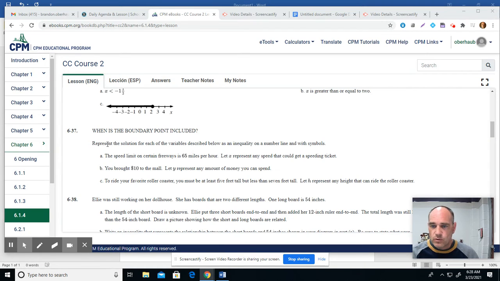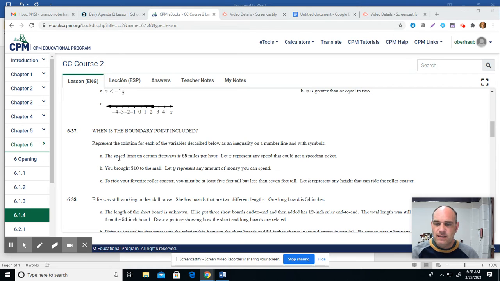Question 37. Represent the solution for each of the variables described, writing an inequality on a number line and with symbols. So we've got to do our graphing and the symbols. The speed limit on a certain freeway is 65 miles per hour. Let X represent any speed that could get a speeding ticket.